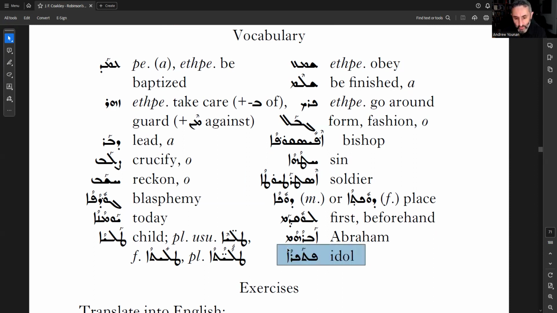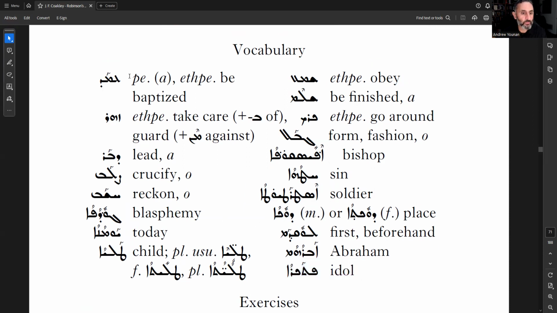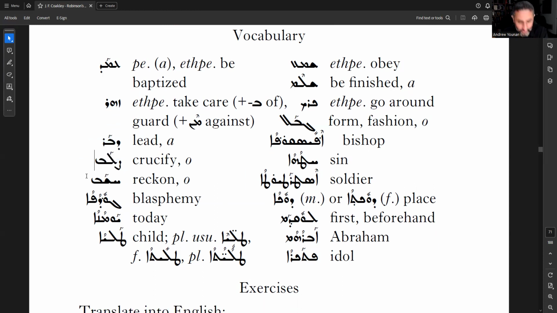Abraham is Abraham. Pthachra is an idol. Amad, to be baptized. Zahar is to take care or guard against. Zahar is dahar, it means to be wary. Dbar is to lead. Slow is to crucify. Show is to reckon, as in to count up something, or to maybe even consider something. Gudapa is blasphemy. Yaumana is today.